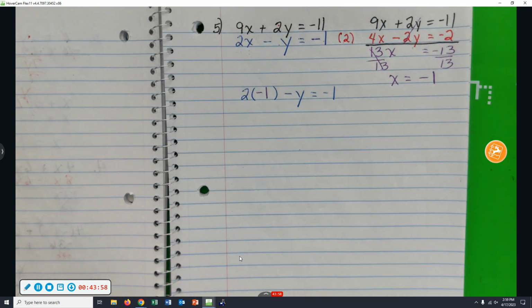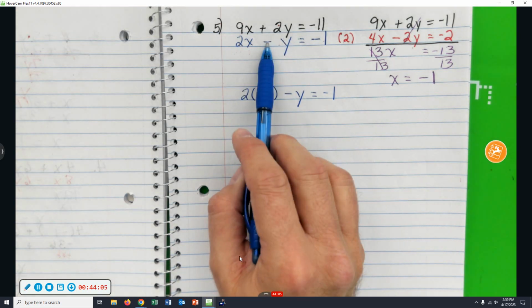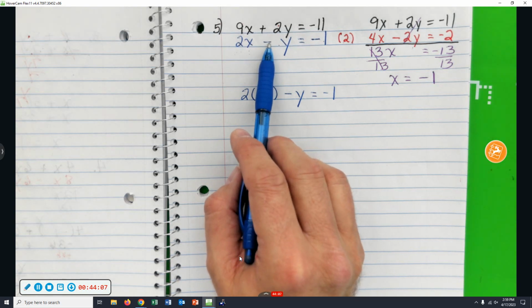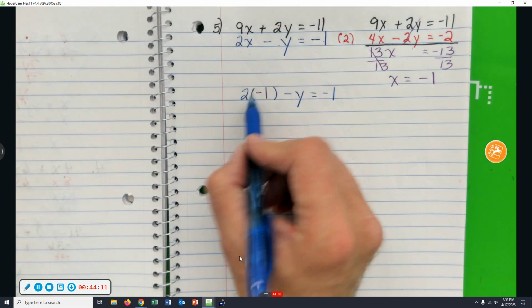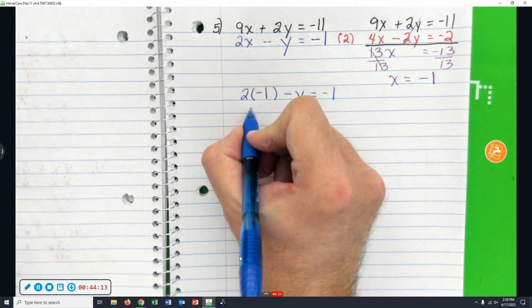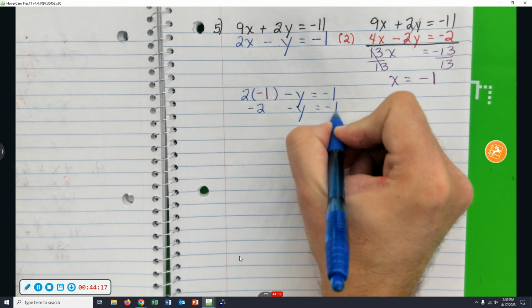I guess I should have used the other one? Oh, so you're thinking they both had negatives, but the fact that there's a minus here, is that why you're thinking, oh wow, I should have used the other one? Okay. We'll still do it this way. We'd have a negative 2 minus y equals negative 1.